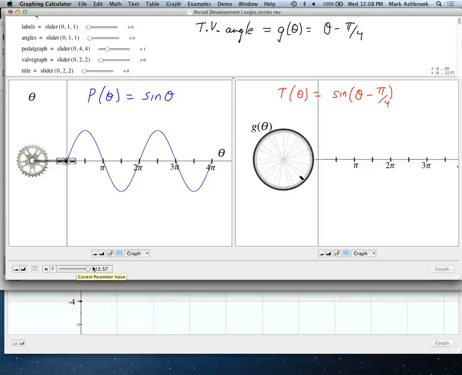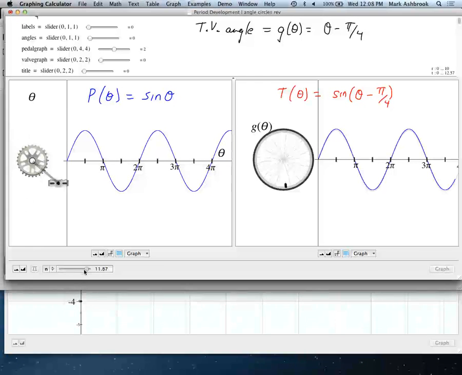So if the tire valve angle is behind by pi over 4, if we're subtracting pi over 4, then the question becomes, how will that graph differ from the graph of P? So let's put the graph of P up on both of them. Everything you see here is still the graph of P of theta. So we're going to sweep out that graph. This is the pedal. Everything blue is the pedal.